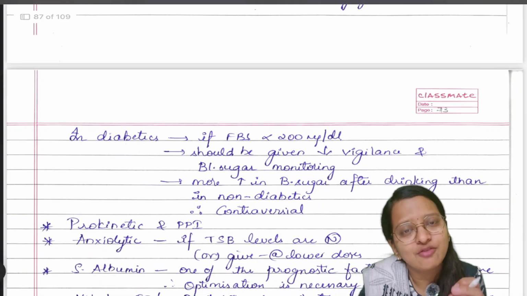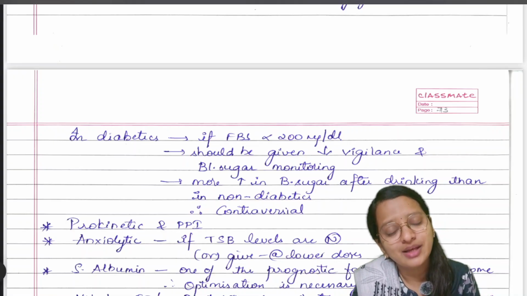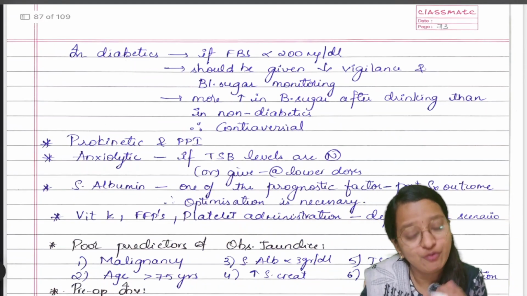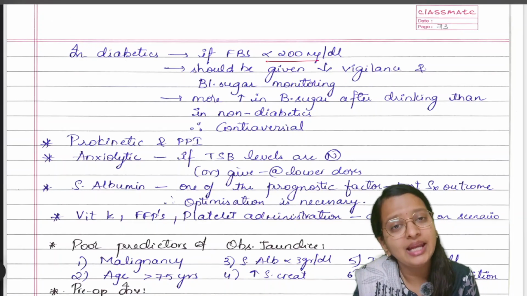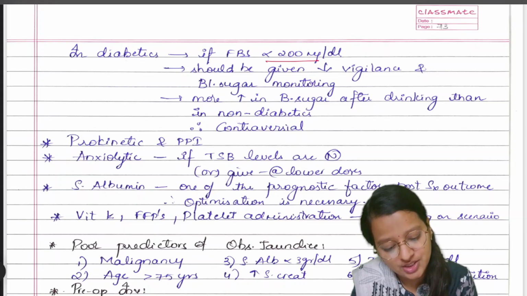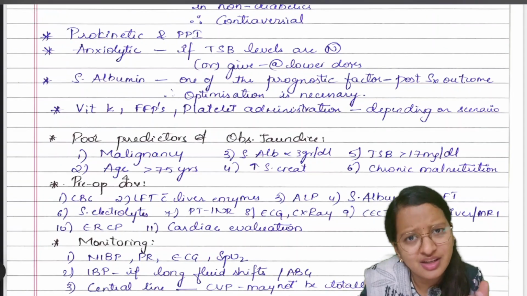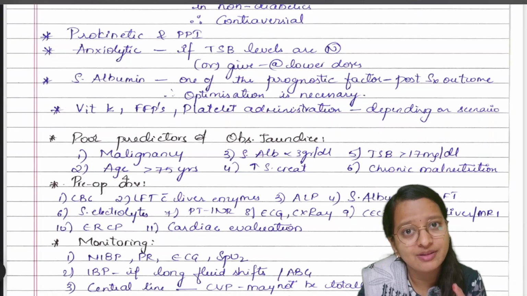And we have to confirm his diabetic status. We'll be giving it generally in non-diabetics and in patients where there is no gut motility disorder. In diabetics, if we want to give, we have to see that FBS is less than 200 and under strict blood sugar monitoring. And apart from that, generally we'll give prokinetics, anxiolytics, and be careful with the serum bilirubin.